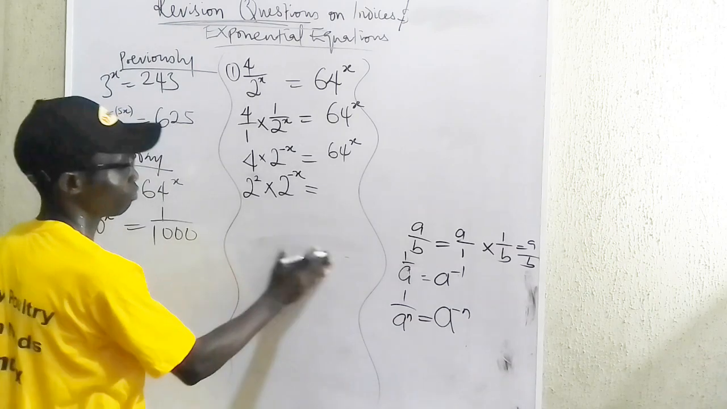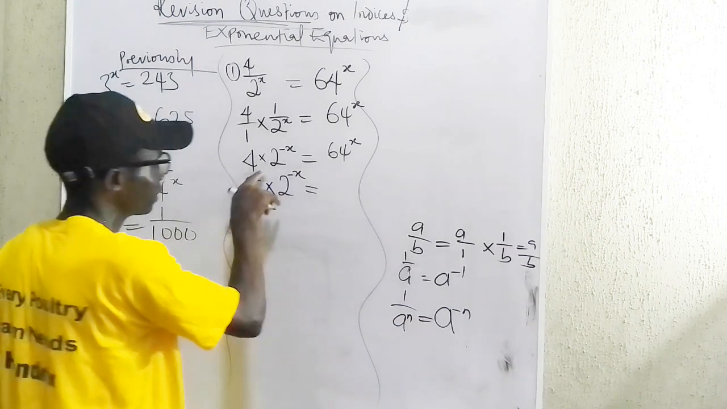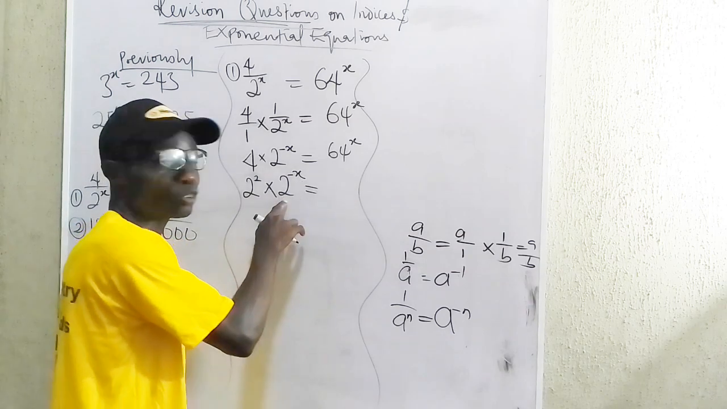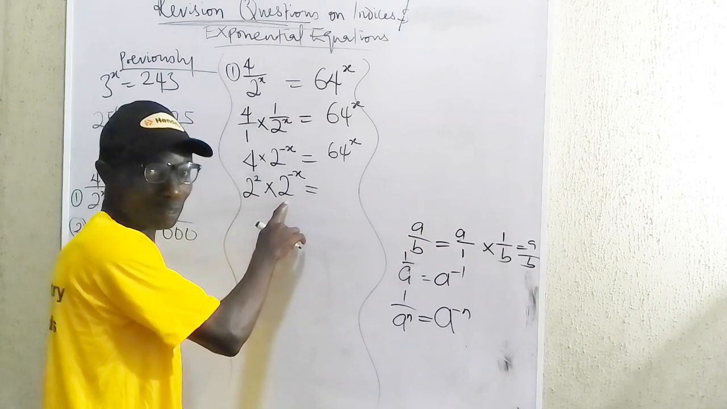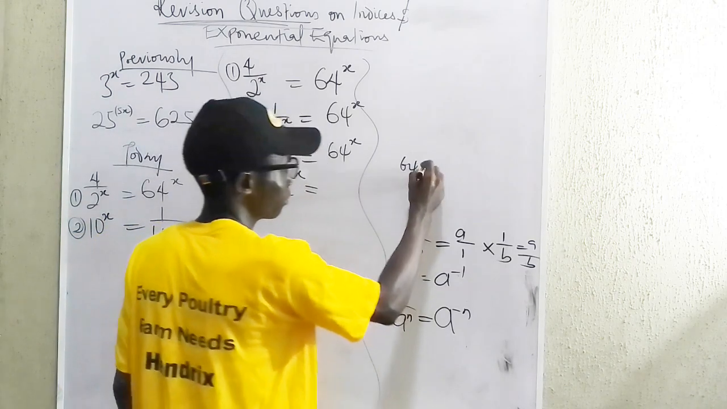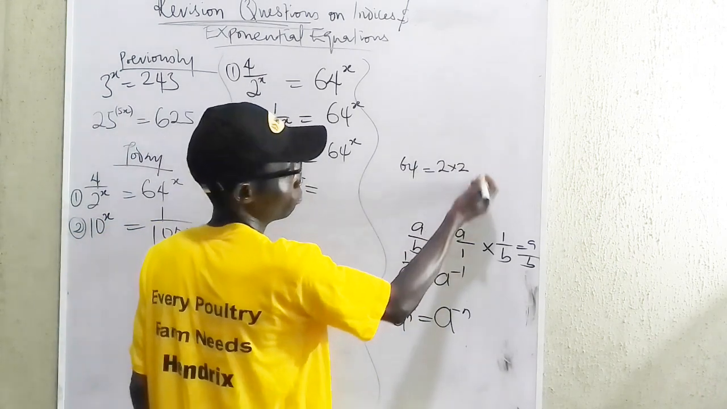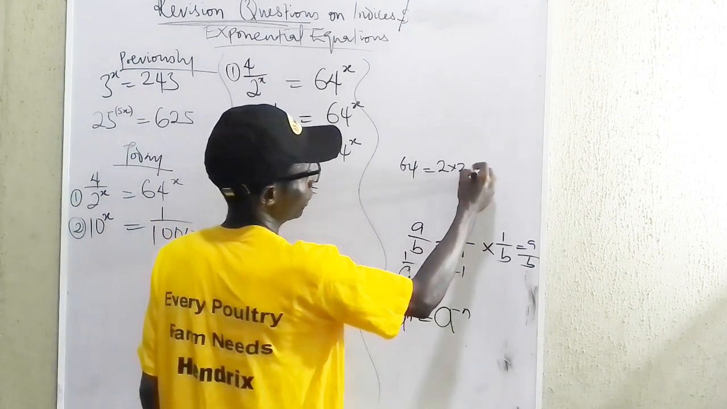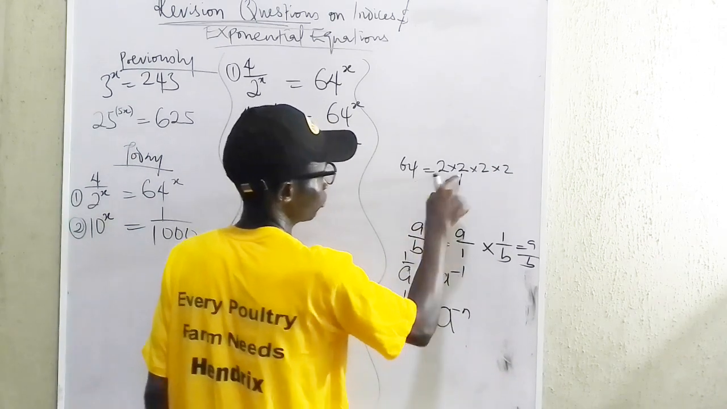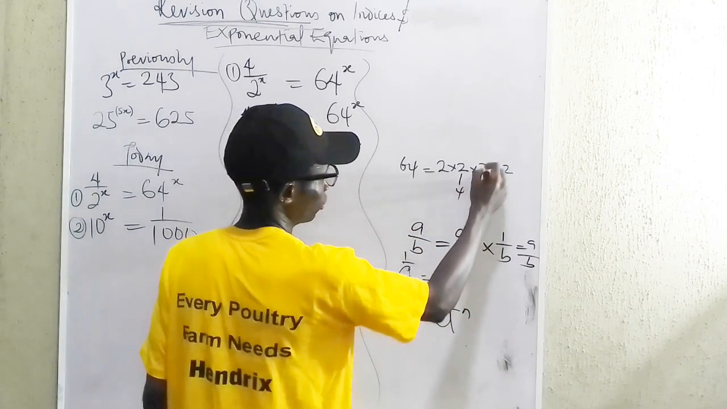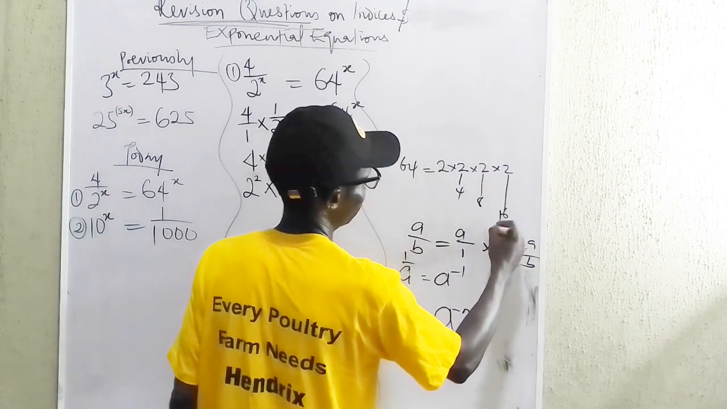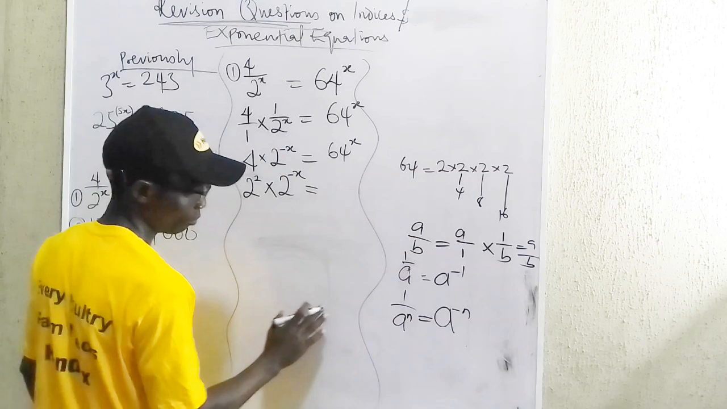Now what is 64? If you see a clue that this has something to do with 2 in base 2, what is the power that will give you this? So 64 itself is 2 times 2 times 2 and so on. Let's see. 2 times 2 is 4. 4 times 2 is 8. 8 times 2 is 16.